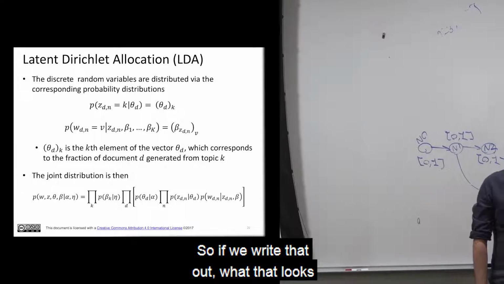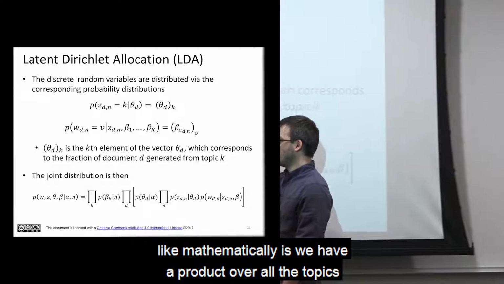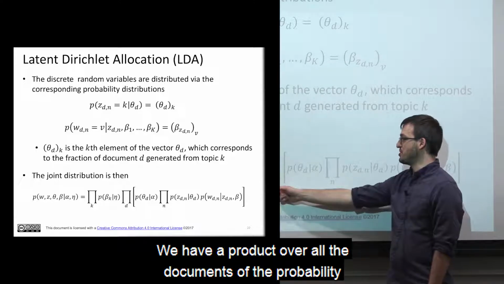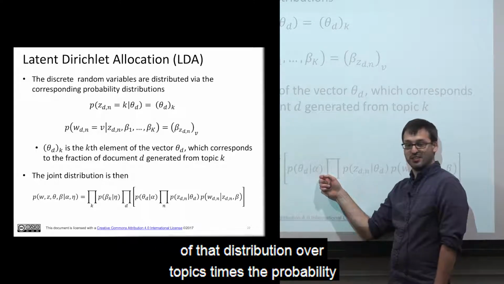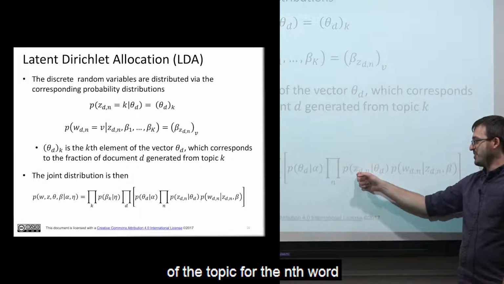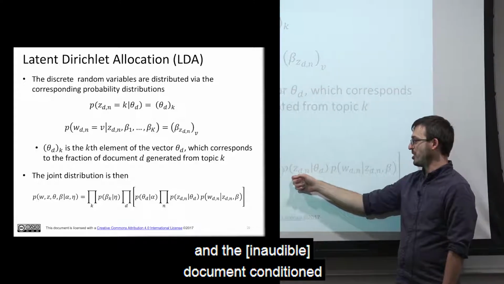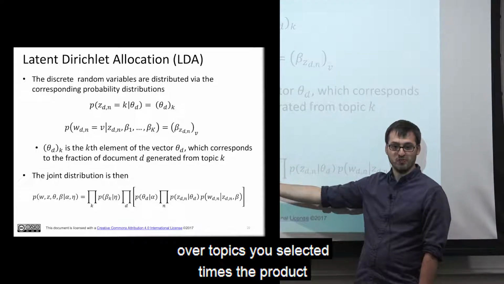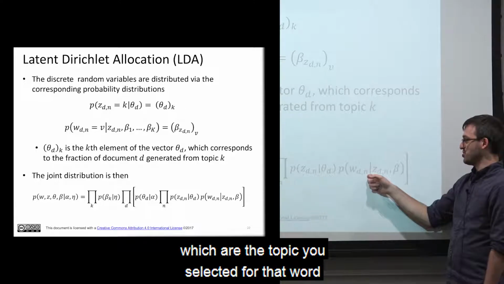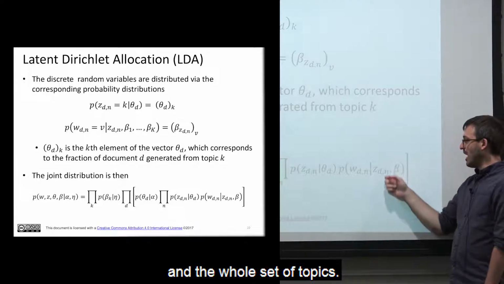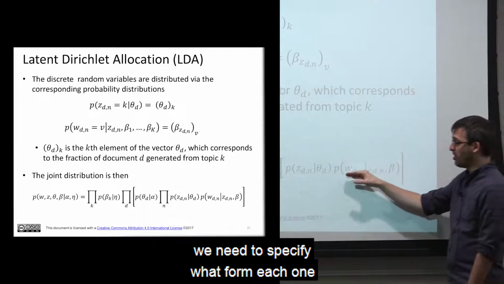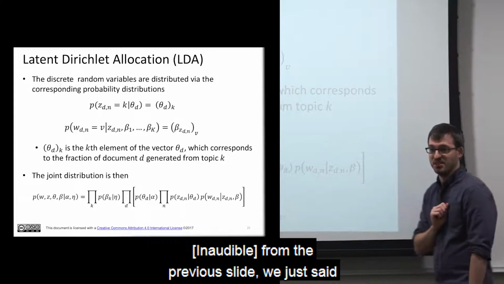So if we write that out, what that looks like mathematically is we have a product over all the topics of the probability of the kth topic. We have a product over all the documents of the probability of that distribution over topics, times the probability of the topic for the nth word in the dth document conditioned on whichever distribution over topics you selected, times the product of each word conditioned on its parents, which are the topic you selected for that word and the whole set of topics. So in order to talk about model fitting, we need to specify what form each one of these conditional probabilities is in.